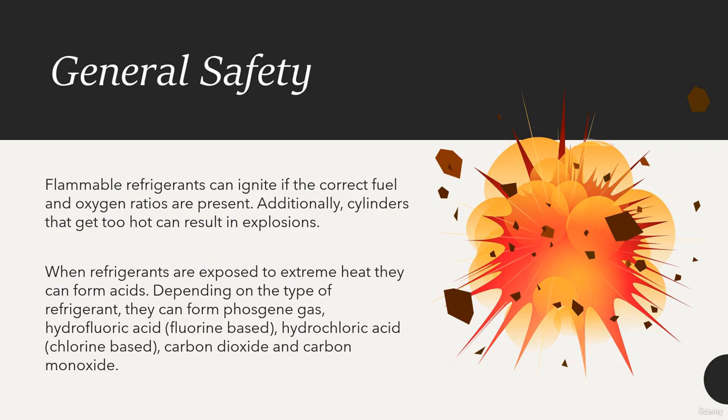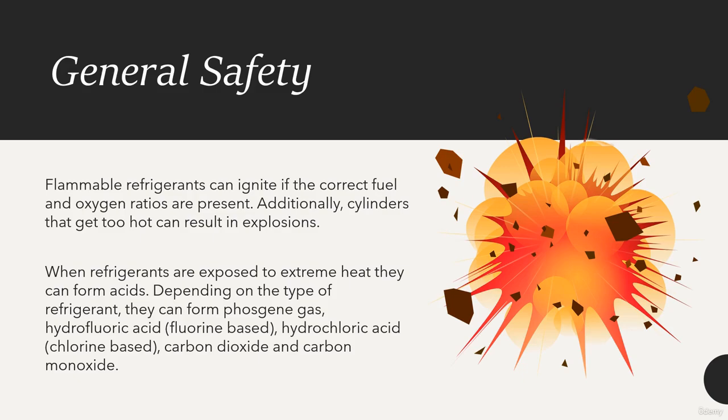When refrigerants are exposed to extreme heat, they can form acids. Depending on the type of refrigerant, they can form phosgene gas, hydrofluoric acid on a fluorine-based refrigerant, hydrochloric acid on a chlorine-based refrigerant, carbon dioxide, or carbon monoxide. This is another reason that you just don't heat any refrigerant cylinder with an open flame or a torch.